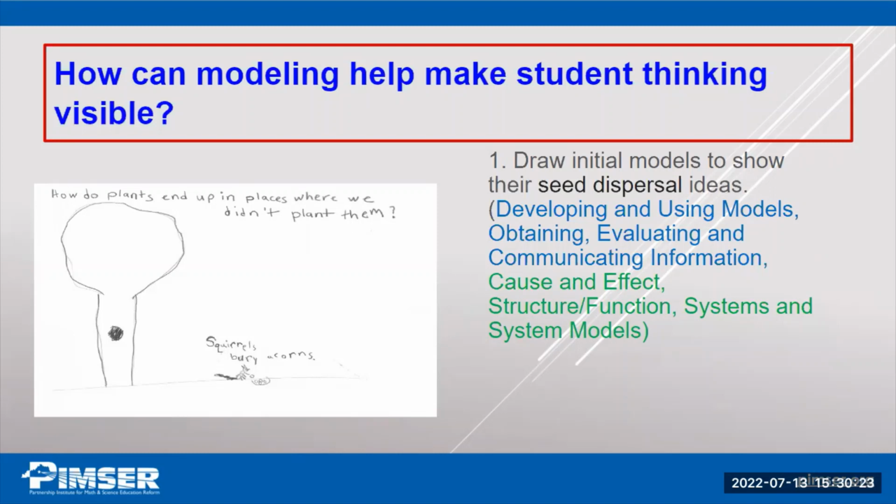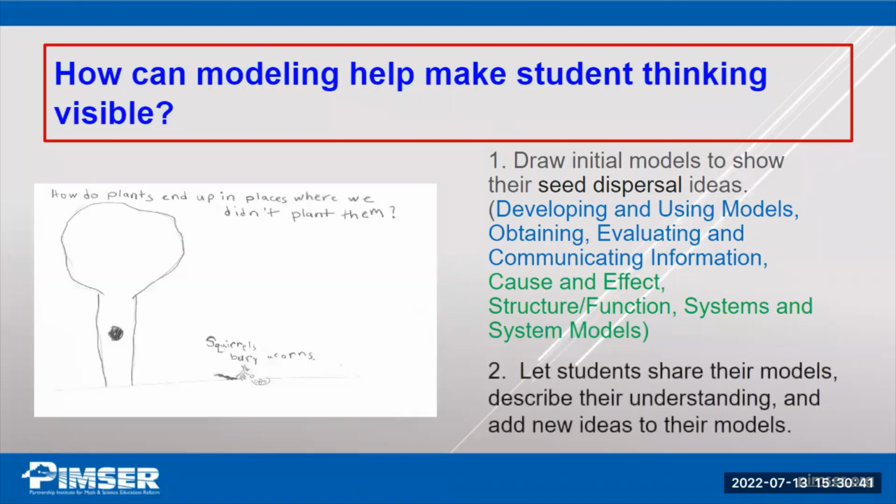And as they're working, they might be engaging in the practice of developing and using models. The cross-cutting concepts of cause and effect, structure, function, and system models might begin to surface in their sense making. And then next, I would let students share their models, describe their understanding, and add new ideas to their models from the discussion that has occurred in partners, small groups, or the whole class setting. So they'd be obtaining, evaluating, and communicating information then.